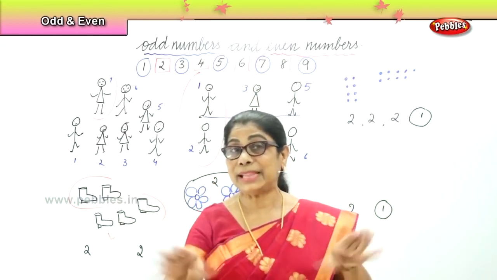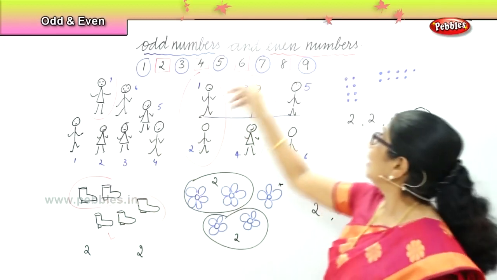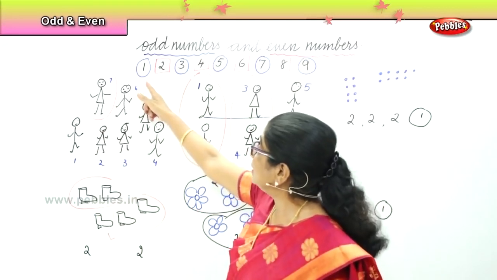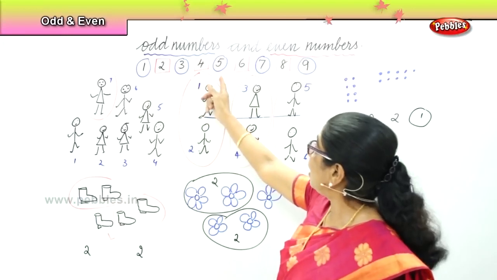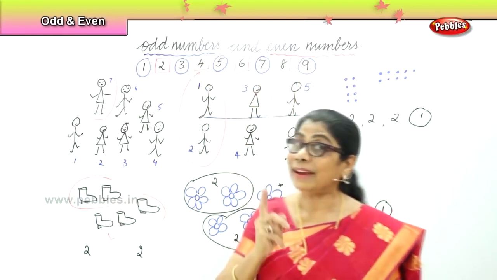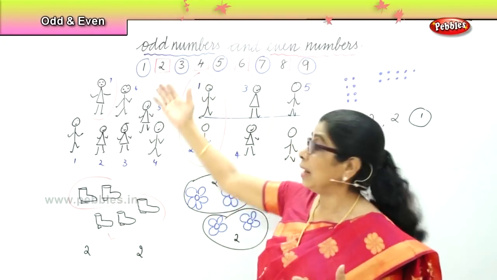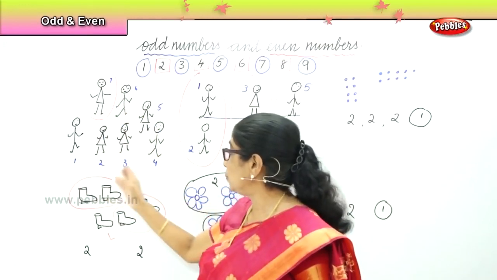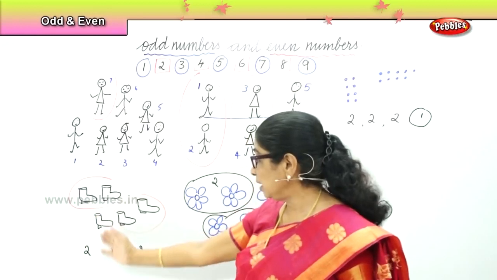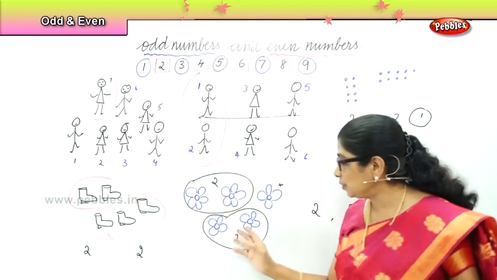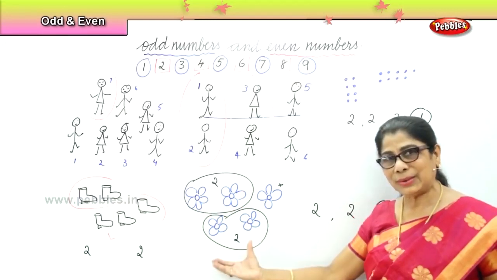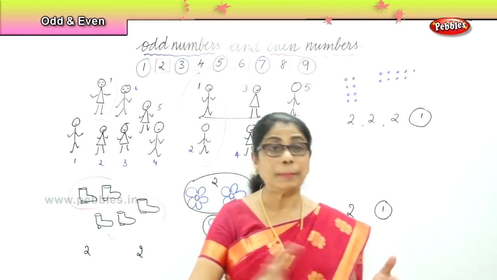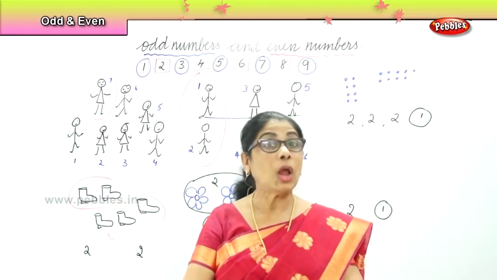So now, are you clear? The numbers that can find a partner, we call even numbers. Odd numbers are every other number that ends in 1, 3, 5, 7, 9. They are odd numbers because there's always 1 left out. It's like this: 1, 2, 3, 4, 5, 6, and 1 is left out. 2 and 2, this can be squared. 1 is left out. Every time a number doesn't have a partner, then we say that is an odd number.